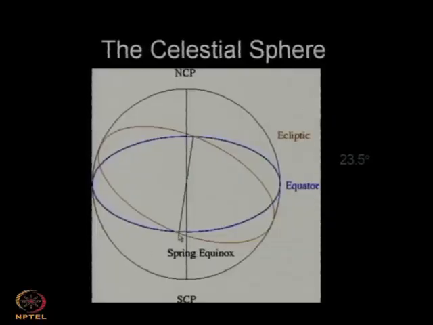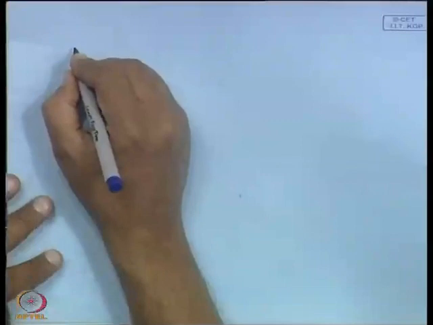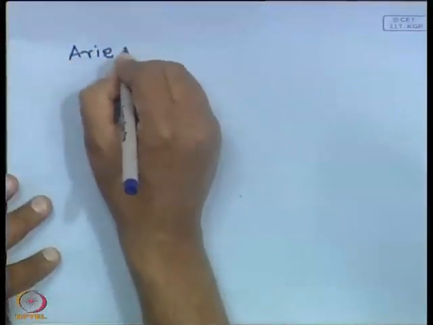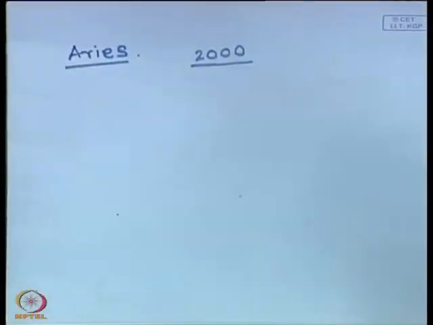So, all of these wanderers, they move around only in a small band around the ecliptic. Now, this spring equinox is extremely important, and at present the spring equinox points along the constellation Aries. To be precise, in the year 2000, it pointed along the constellation Aries.